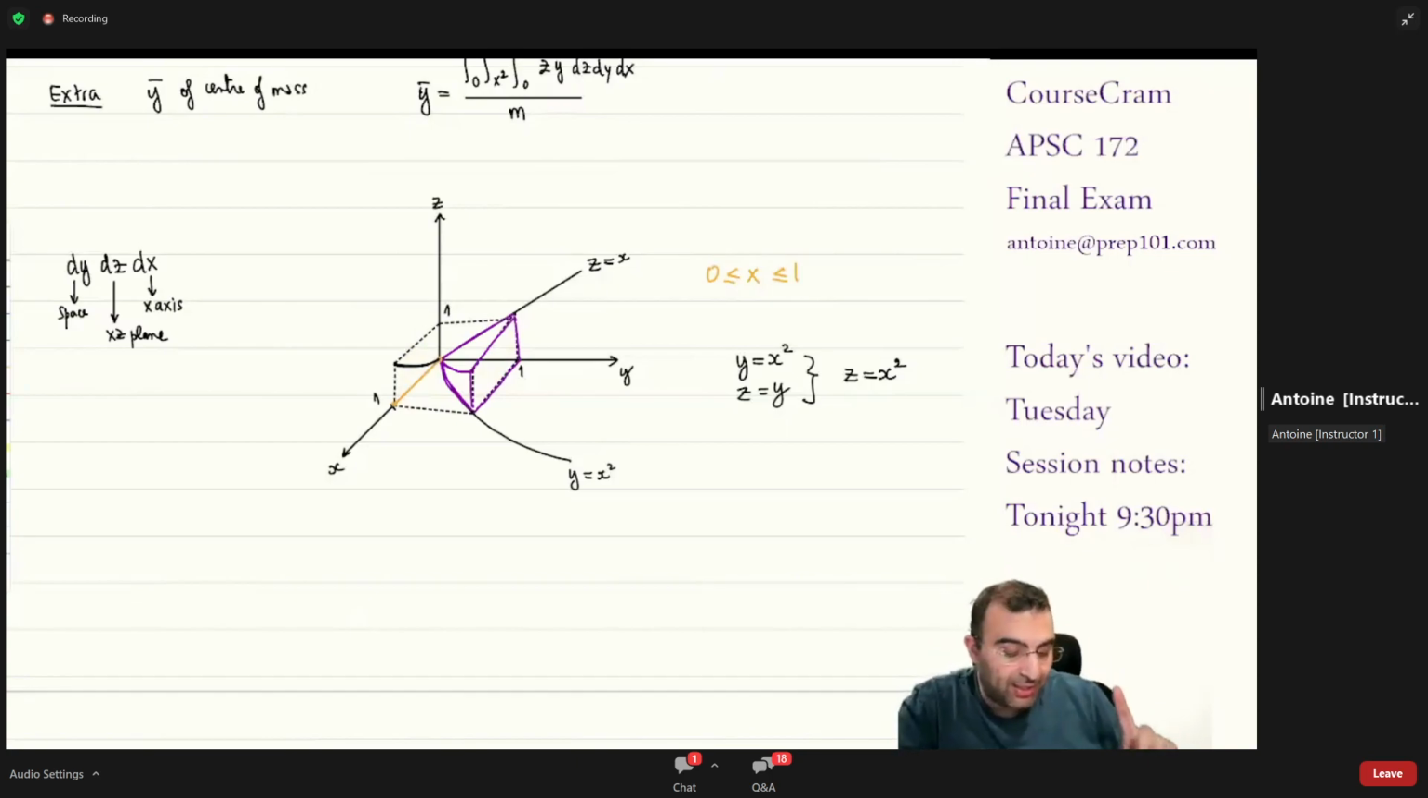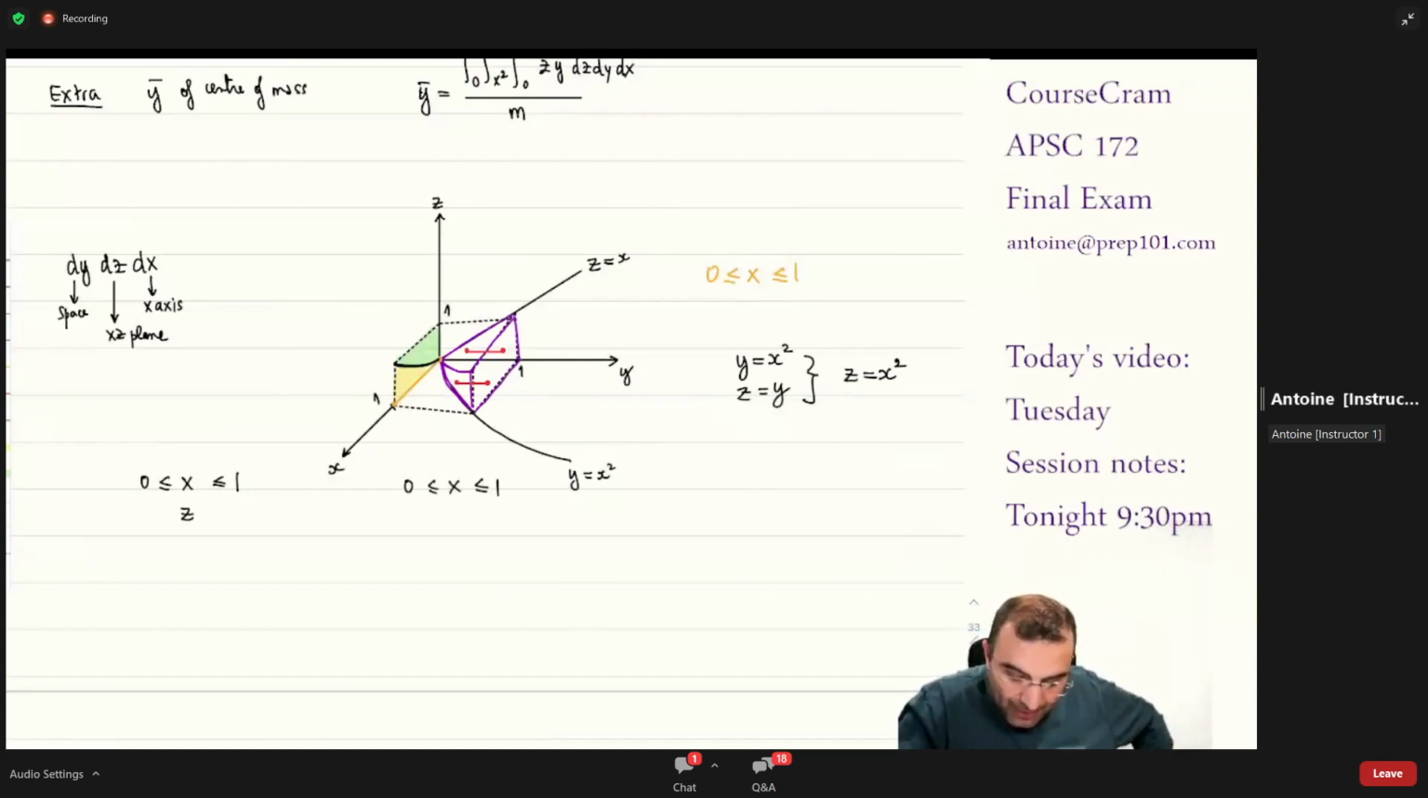Because, pay attention, and this is why this is hard. I'm going to break this up into a green region and a yellow region. When I am in the green region, y goes from this curve to y equals 1. When I am in the yellow region, y goes from x squared to 1. So it's a different range for y. So when x goes from 0 to 1, great. But then I got to break it up into two areas.